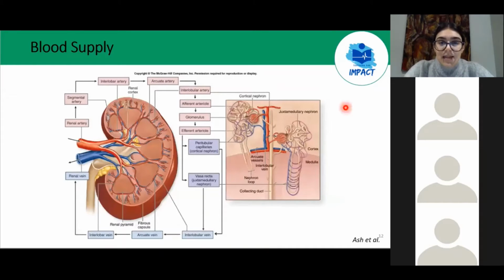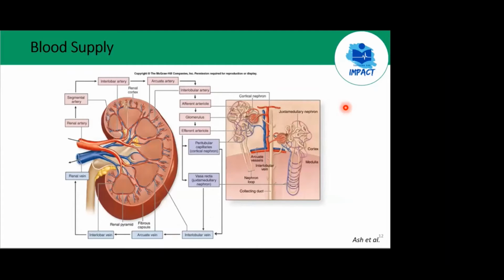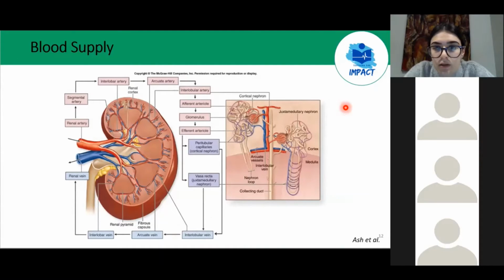Cool. So we've looked at the gross blood supply of the kidney. Hang on, I'm just having a couple of issues with my camera here. Why is this doing this? Okay, cool. Here we go.